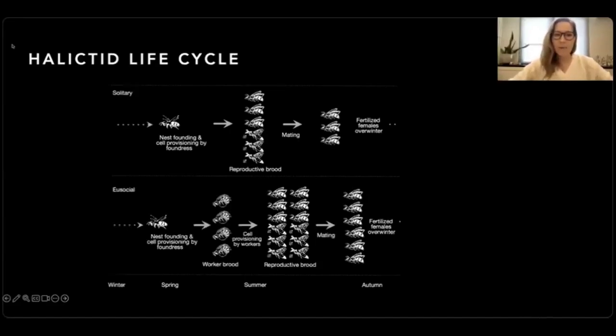foundress in the spring. But instead of provisioning a single brood that develops into reproductives, the foundress first provisions a worker brood that typically is female biased, and then those females help to provision a next round of brood where the eggs are still laid by the queen, and this includes the reproductive males and females. Then the females mate, overwinter, and repeat the cycle again.